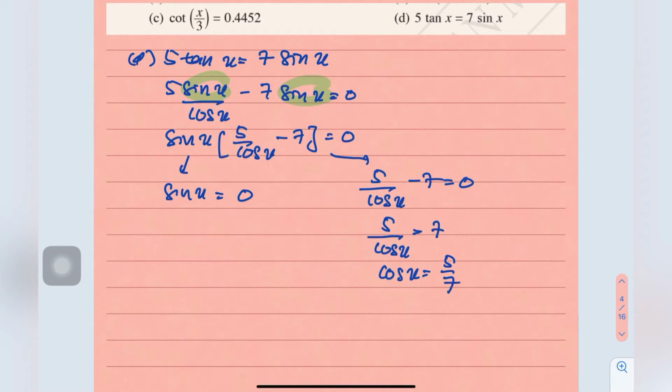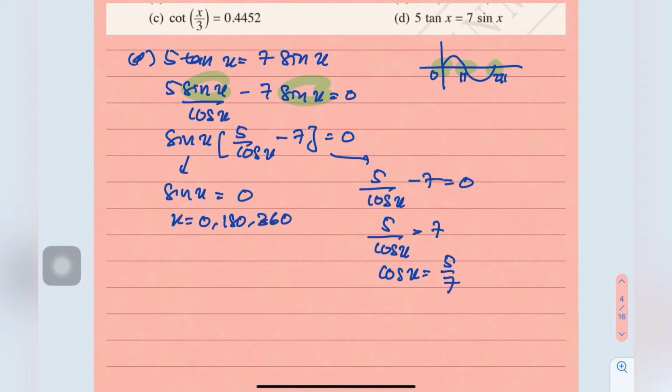We try to find them one by one. For this special angle, sine x equals 0, we need to use the graph of sine. This is the graph of sine. This is 2 pi or 360, this is 1 pi, and pi is 180. So sine is 0 here, here and here, meaning that x equals 0 degrees, 180 degrees, 360 degrees.